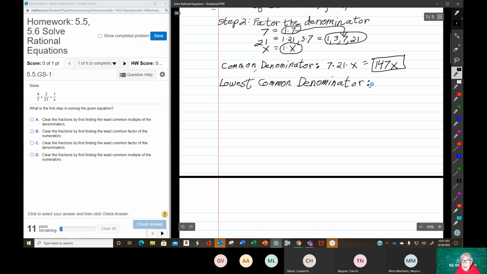This takes into account the fact that if I write the number 21, I'm automatically also including the number 7, because 7 is one of the factors of 21. So a much smaller and much better common denominator is the lowest common denominator, which is going to be 21x, because the 7 is already in there.